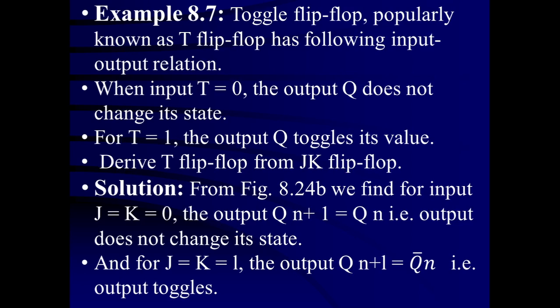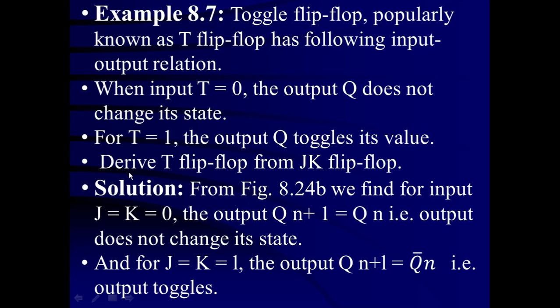Example. Now it is called toggle mode condition or T flip-flop. A T flip-flop can be derived from a JK flip-flop. So what is the requirement of the T flip-flop, or toggle mode flip-flop? Popularly known as a T flip-flop, it has the following input-output relations. When input T is equal to 0, the output Q does not change state. There is only one input, the T input, and it is 0. Q retains its last value. But when T is 1, the output Q toggles its value.